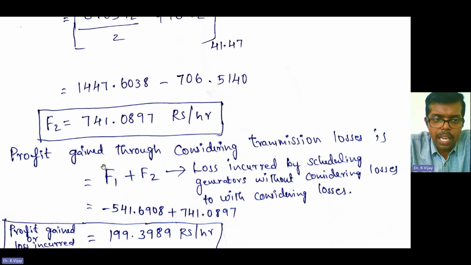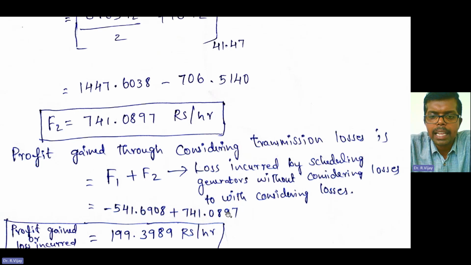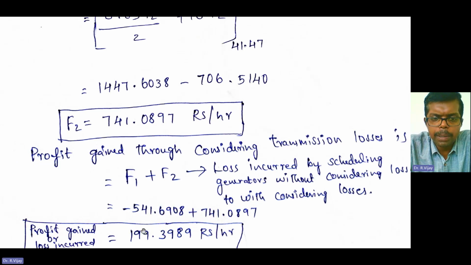While taking this, we already calculated F1 and F2. That is minus 541.6908 plus 741.0897. Simplifying it, we get the profit gain or loss incurred as 199.3989 rupees per hour, with respect to scheduling generators without considering losses to considering losses. So that is the loss incurred, 199.3989, approximately 200 rupees per hour. That is the loss incurred for the data given in the problem.